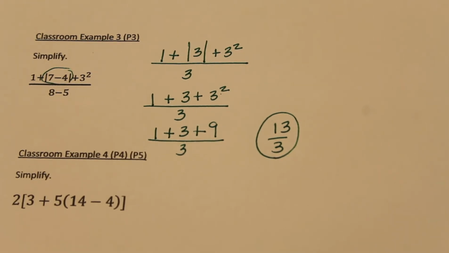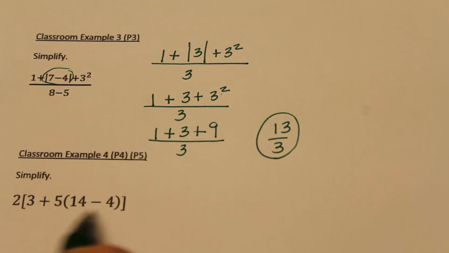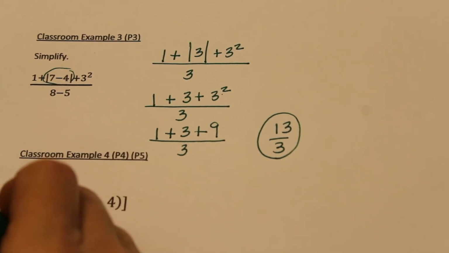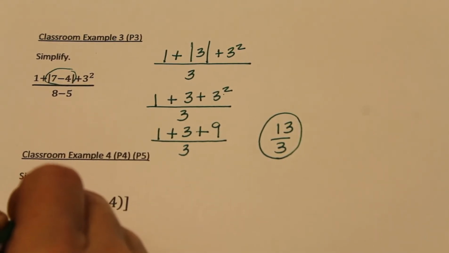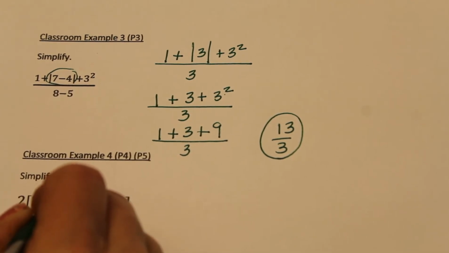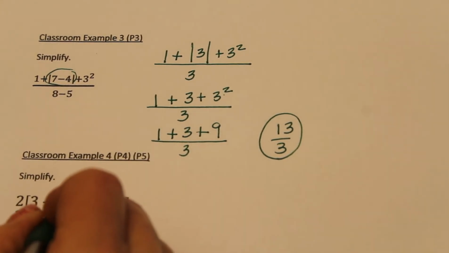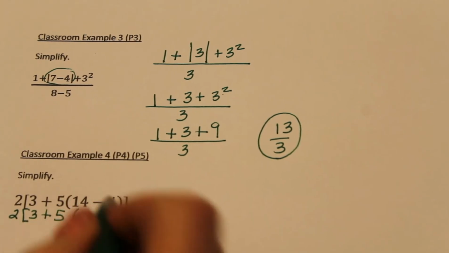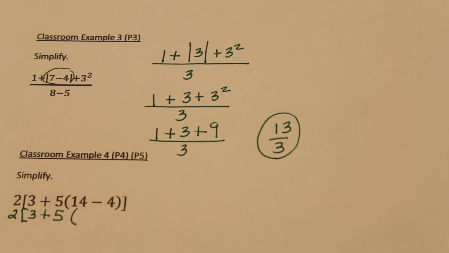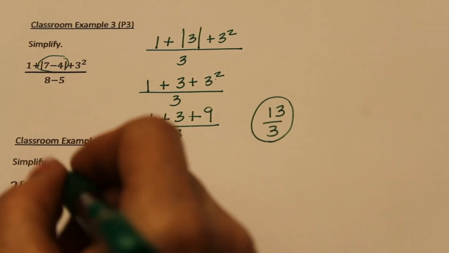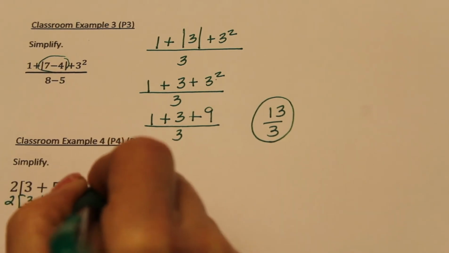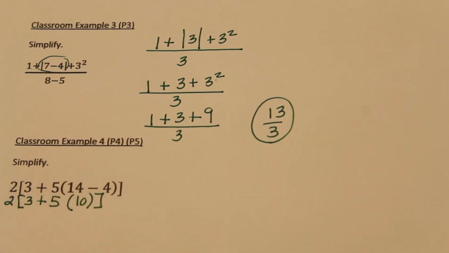All right, this has some embedded parenthesis. So we're going to bring down the 2, bring down the 3, bring down the plus, bring down the 5, and now we want to perform what's in this parenthesis. So 14 minus 4 is 10. Close the paren and close the bracket.